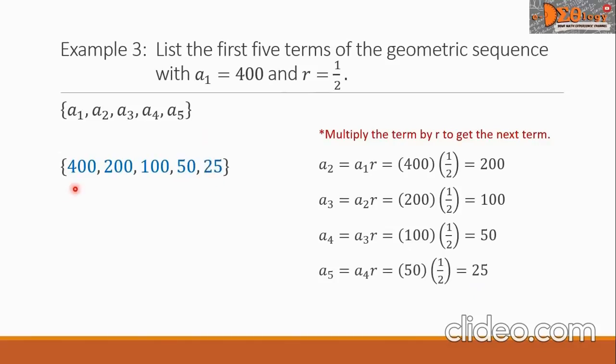We are now able to list the first 5 terms of this geometric sequence. This is our final answer.